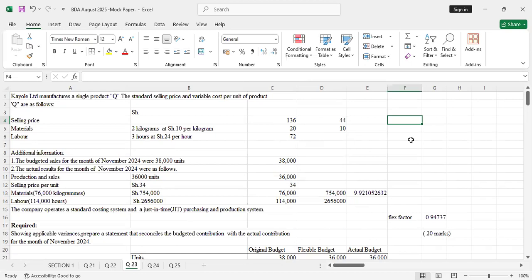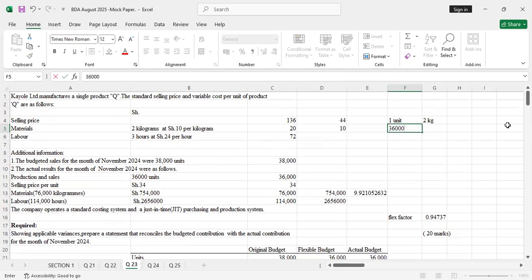So this is what you say: standard in actual. You reason this way. 1 unit, you need how many kgs? You need 2 kilograms of material, based on this information here, materials 2 kilograms at shillings 10 per kilogram. So you ask yourself how many kilograms will you need for the actual, which is now, we are told production and sales, the units are how much? 36,000.